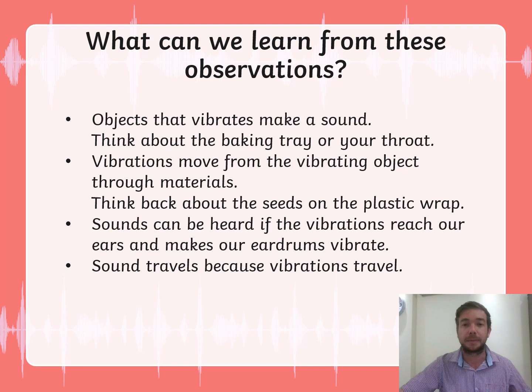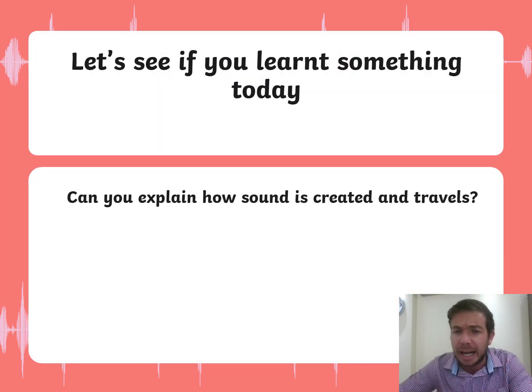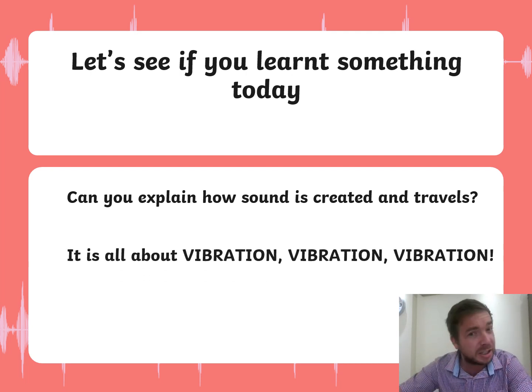Now, very good. So let's see if you learned something today. Can you explain how sound is created and travels? I'm going to give you a little bit of a hint. It's all about vibrations, and again, vibrations. If an object can vibrate, it will create a sound. And these vibrations will travel through materials and actually reach our eardrum and make our eardrums vibrate. And that is how sound is created, and that is how sound can travel. Oh, this is an amazing experiment today.